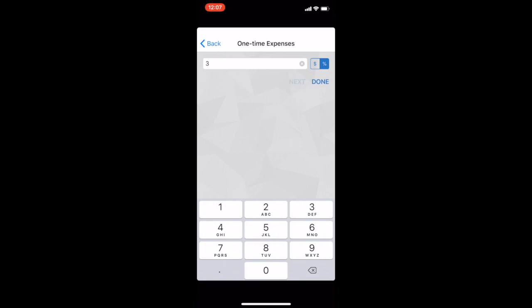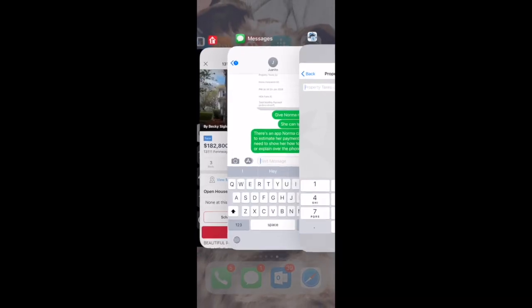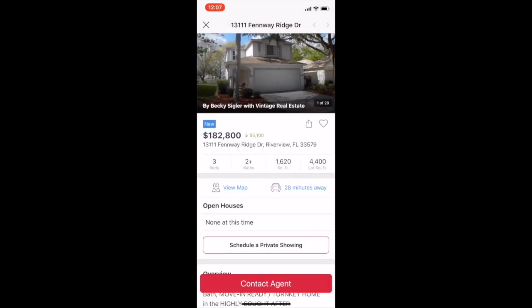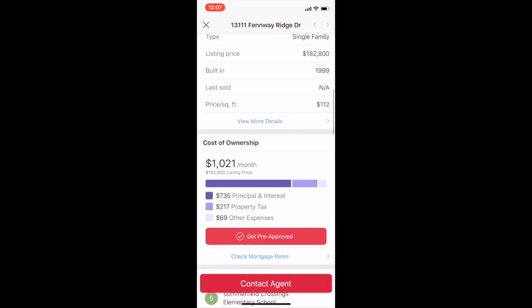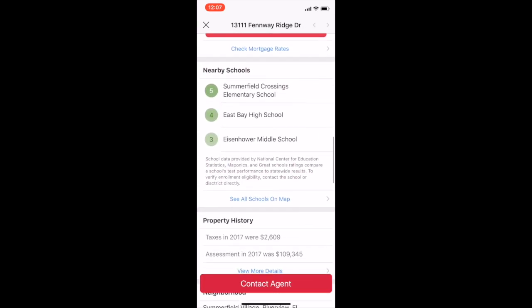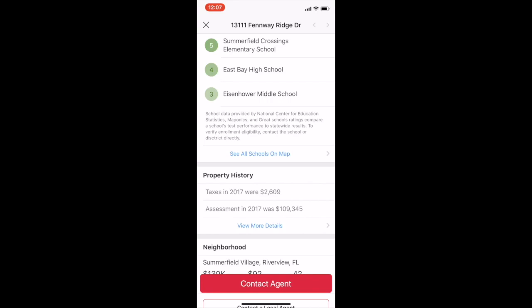One-time expenses can default. Property taxes per year, so make sure the blue dollar sign is marked on the right-hand side, not the percentage. And this is going to be the actual amount of the property taxes on the property that you're trying to get an estimate for. So on this one, I went back to realtor.com. I scroll down and I find that the annual taxes in 2017 were $26.09.